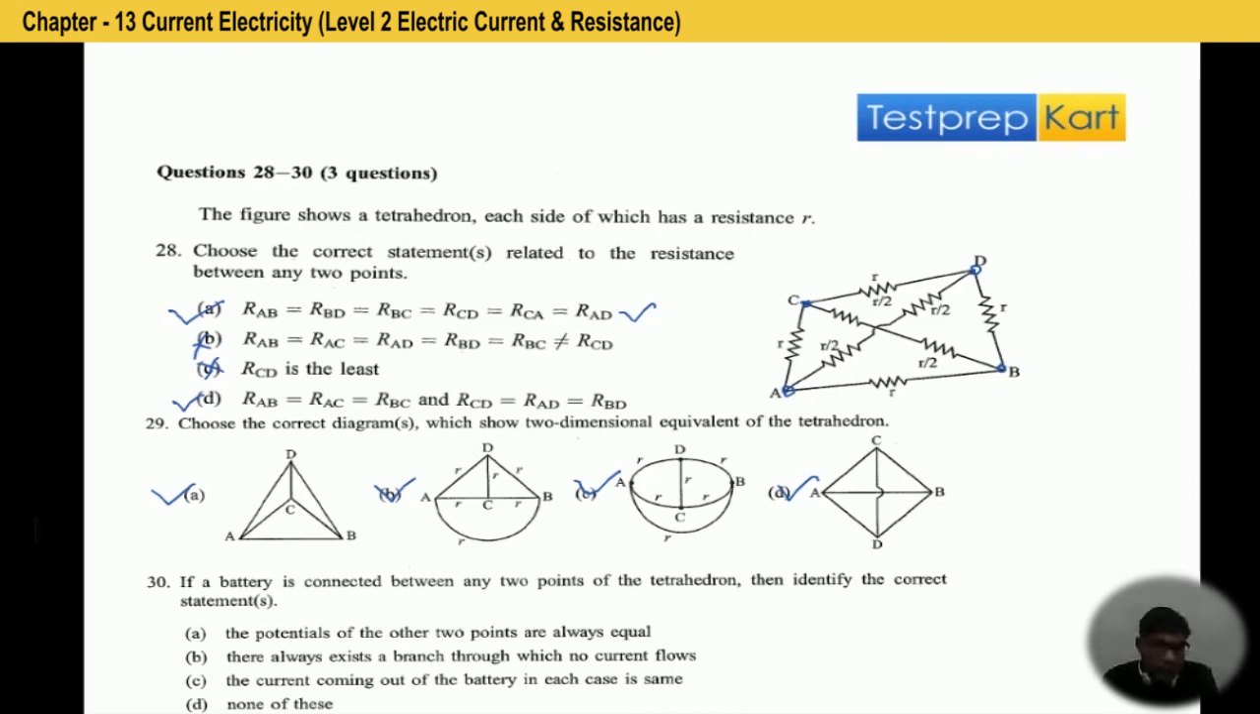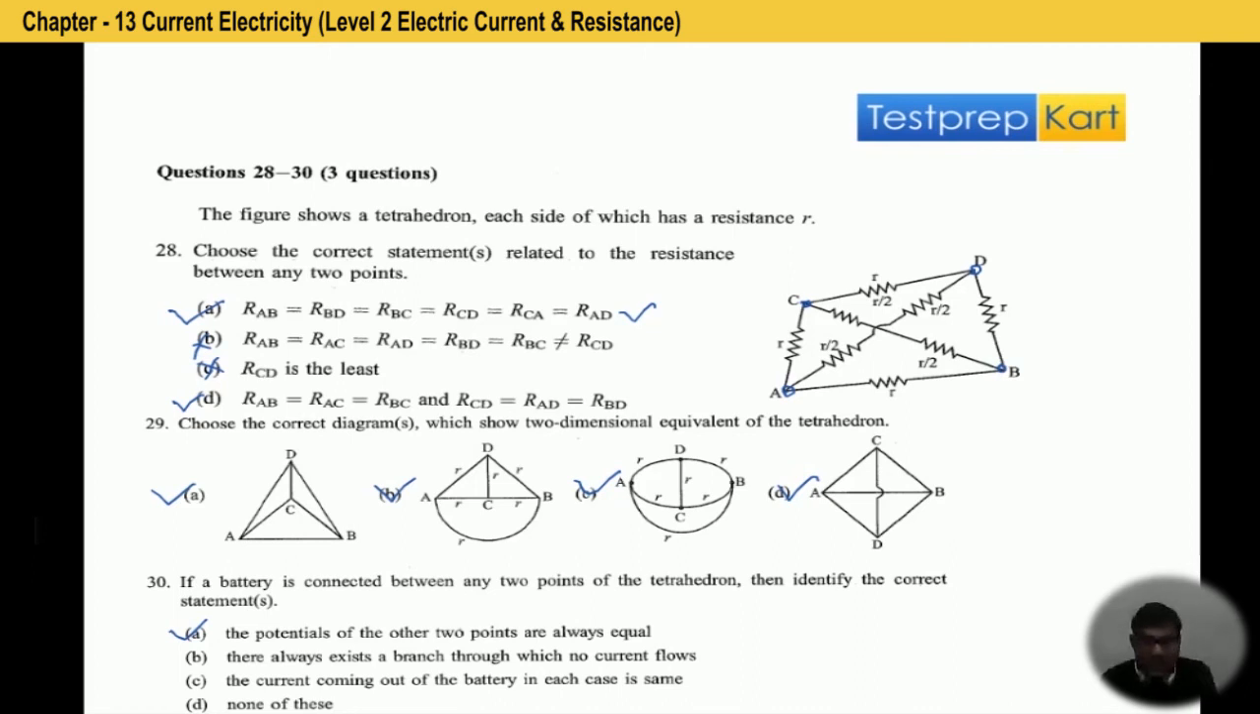Next, if a battery is connected between any 2 points of the tetrahedron, then identify the correct statement. First, the potential of the other 2 points are always equal. Okay. So if it is symmetric and we are applying a voltage source, then current will get equally distributed, right? So potential difference would remain same. Option A is right.